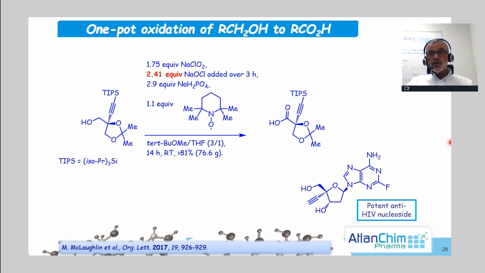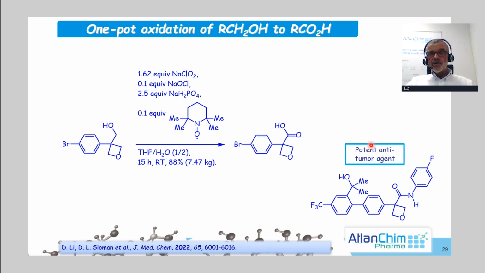In the enantioselective synthesis of this potent anti-HIV nucleoside, this alcohol here was oxidized to the corresponding carboxylic acid using a one-pot sodium chlorite TEMPO bleach oxidation. The authors did not comment on the use of a large excess of sodium hypochlorite.